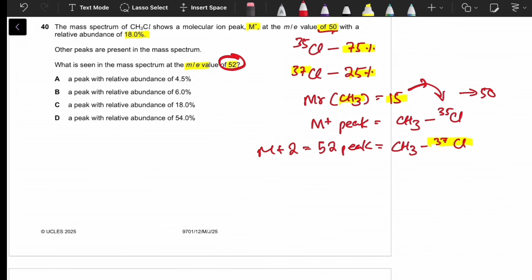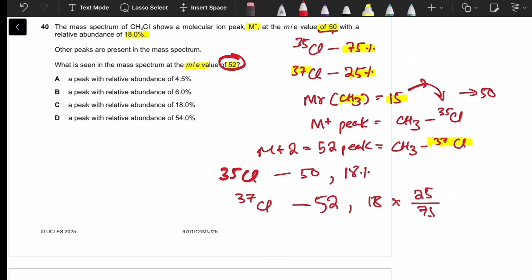So if the value of 50 arises with the 35Cl, and the value of 52 arises with the 37Cl, and we had an 18% relative abundance here, it is all a matter of ratios. To find the relative abundance of 37Cl, we just do 18% times 25 over 75. We just cross multiply, right? And then we end up with 6%. So the relative abundance at this peak is 6%, which is option B.